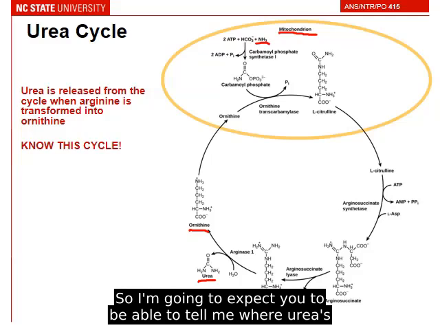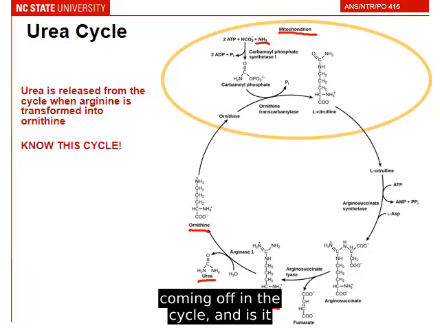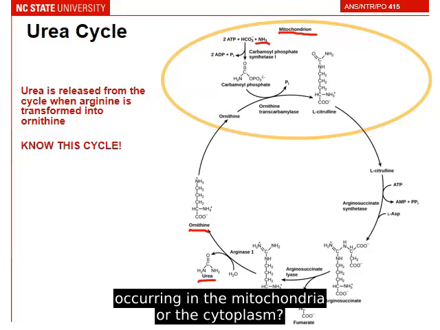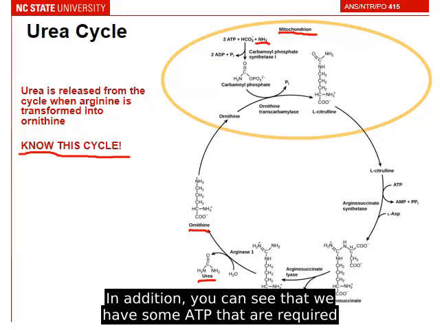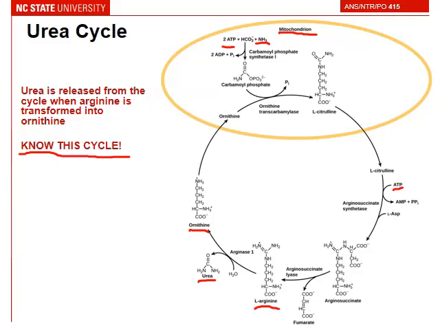I'm going to expect you to be able to tell me where urea is coming off in the cycle, and is it occurring in the mitochondria or the cytoplasm? So know this cycle very well. In addition, you can see that we have some ATP that are required for the urea cycle.